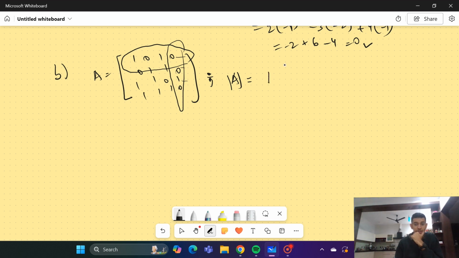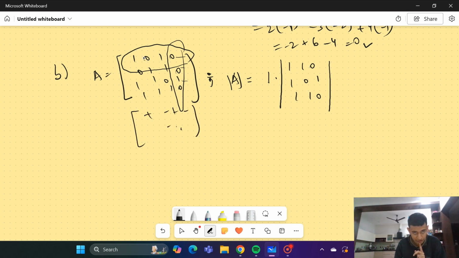So the first row would be 1, and then you would have the determinant of everything in here. That would be 1, 1, 0, 1, 0, 1, 1, 1, 0. Now you obviously know the signs: this is plus, minus, and so on. So this is minus and this is plus again. I'll pick plus here, 1, times a determinant that'd be 0, 1, 1, 1, 1, 1, and this would be 0, 1, 0. So this is what it would look like.